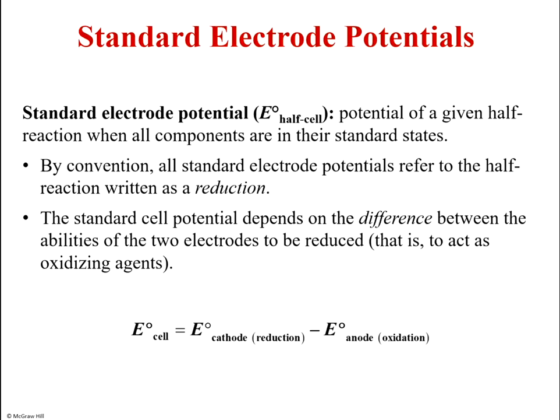By convention, all standard electrode potentials refer to the half reactions written as reductions. So we write both the cathode and the anode as a reduction. But then when we want to get the overall cell potential, we take the cathode standard half cell potential, and then we subtract off the anode cell potential. The anode is where oxidation occurs, but we've written it as a reduction, so we subtract that value off.